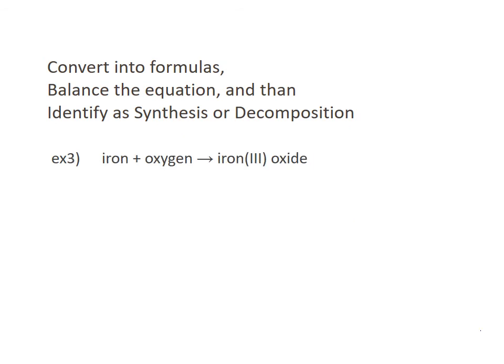Again, we will start by converting into formulas. Iron, we look up on our periodic table. It's number 26, written just as iron, so we just write Fe. Oxygen, again, also just on our periodic table, but it is highlighted because it is a diatomic, so we write +O2. And that's going to turn into iron 3 oxide.